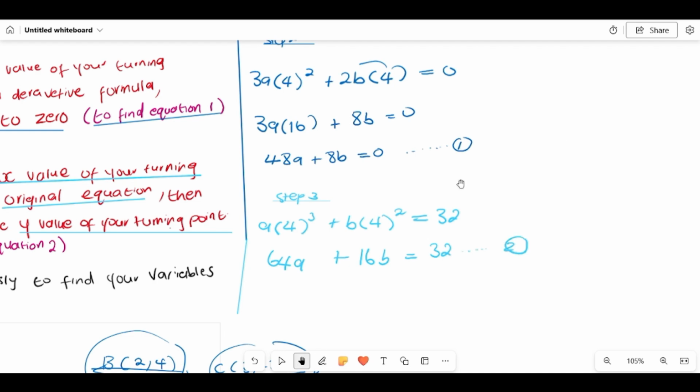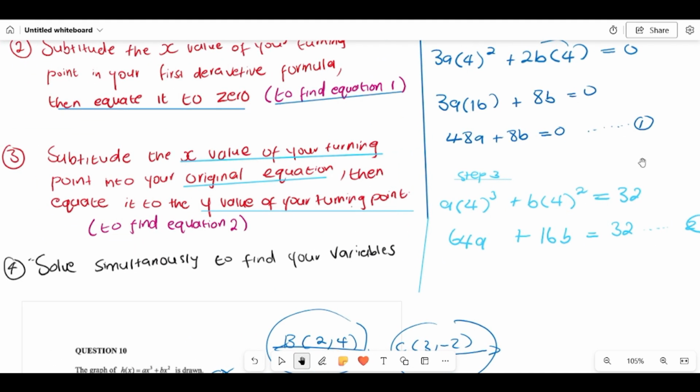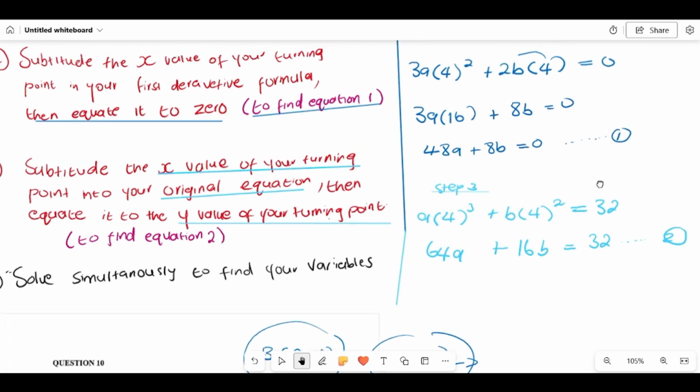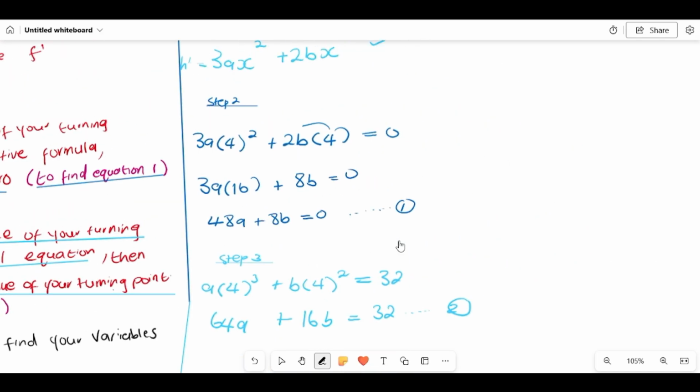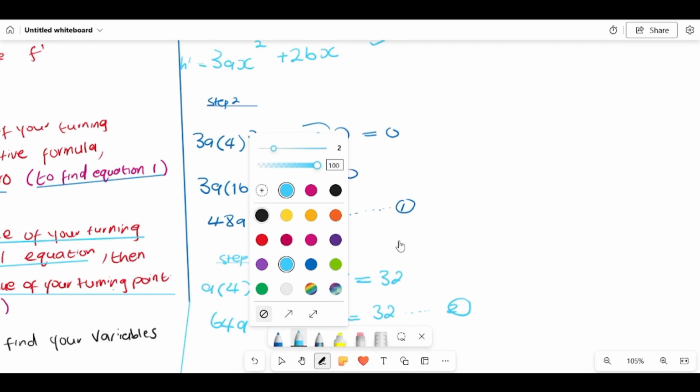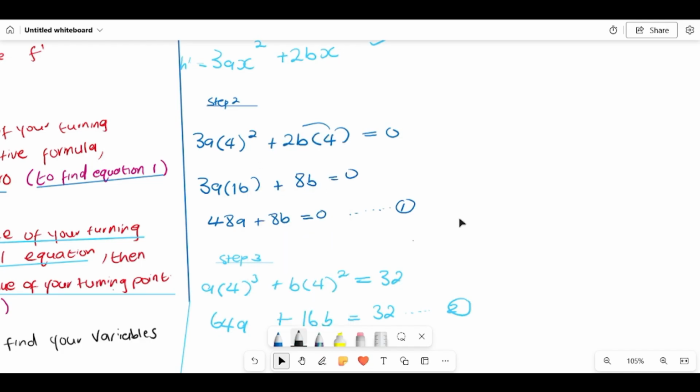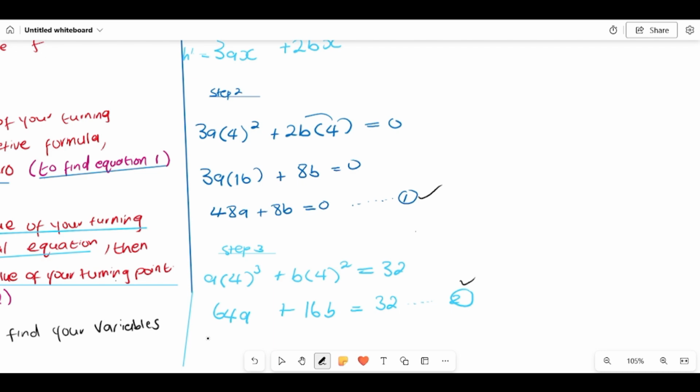Now, the last step, which is step 4, we need to solve simultaneously in order to find our variables, in this instance, to find a as well as b, right? We need to solve simultaneously. Now, with regards to simultaneously, there are many ways in which you could do that, right? But let me just show you how I do it. Now, I'm going to substitute equation 1 into equation 2. Remember, this is my equation 1. Let me go down. And this is my equation 2, right?